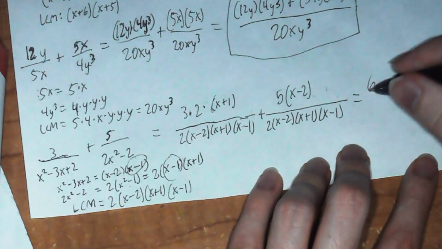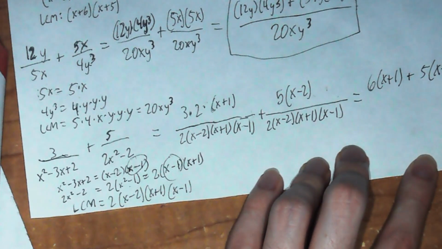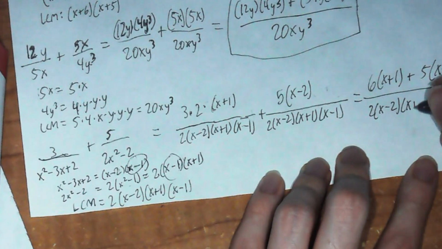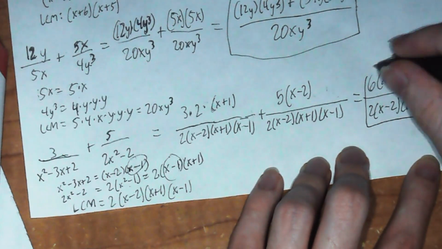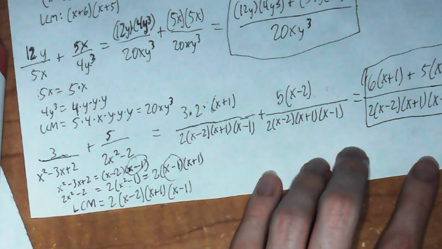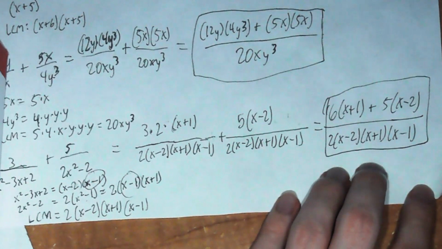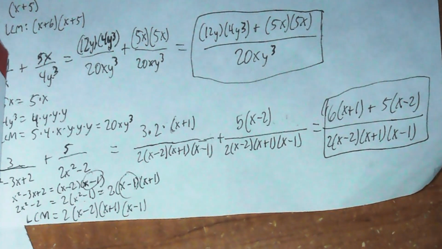So we're left with 6 times x plus 1 plus 5 times x minus 2 over 2 times x minus 2 times x plus 1 times x minus 1. And I'm going to leave it there. Again, the point of this lesson is just for us to get used to the idea of common denominator. We'll get to the nitty-gritty when we actually simplify all this out, but I'm going to save that for next class.